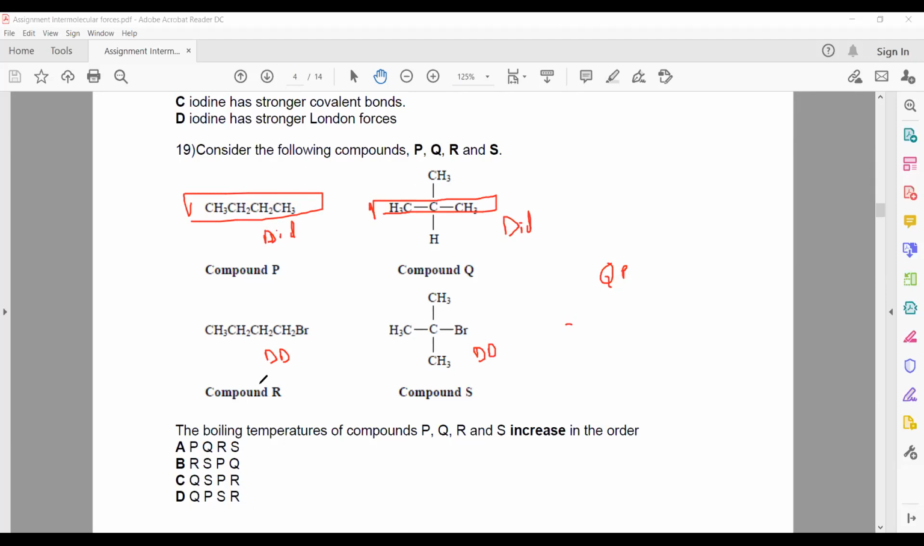And then when we compare, both have dipole force, and after dipole force, when we check, this one is a branch, this one is a straight. So compound S will be there, and then R. So that's why D is the right answer. Is it clear? Why D is the right answer for this?